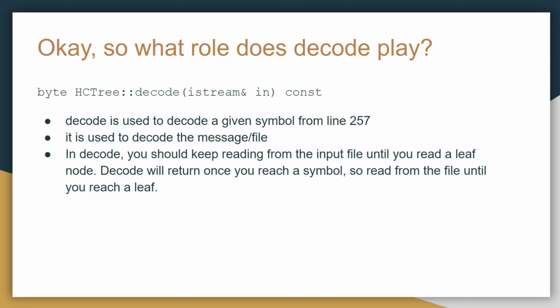So what role does decode play? It's kind of the opposite of encode. It's going to decode a symbol. It should keep reading from the input file until it's reached a leaf node. At that point, you have the symbol that represents that next part of line 257 of the message, the encoded message, and then you return that symbol. So decode should be given the compressed file, read from line 257, iterating through the tree until it finds a leaf node. And then it should return the symbol at that leaf node.